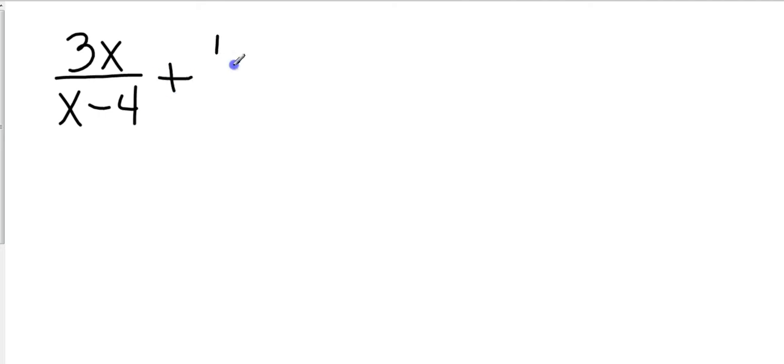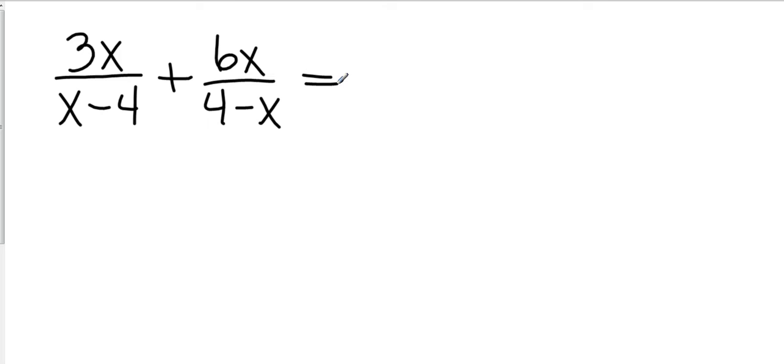Okay, let's look at one that's not a common denominator. Okay, 3x over x minus 4 plus 6x over 4 minus x. What do you notice about the x minus 4 and the 4 minus x? We've seen these before, so they might be a little familiar to you.